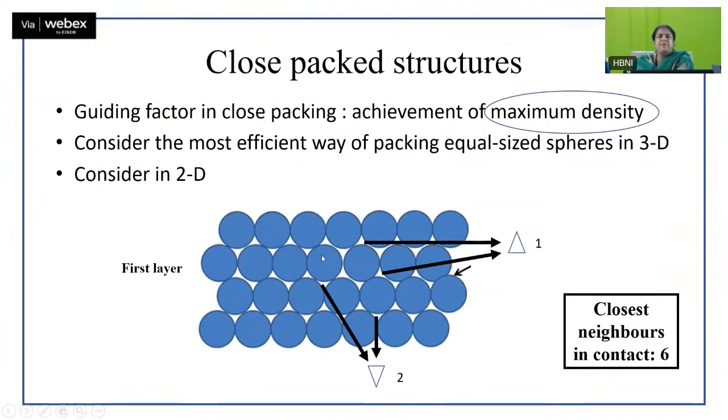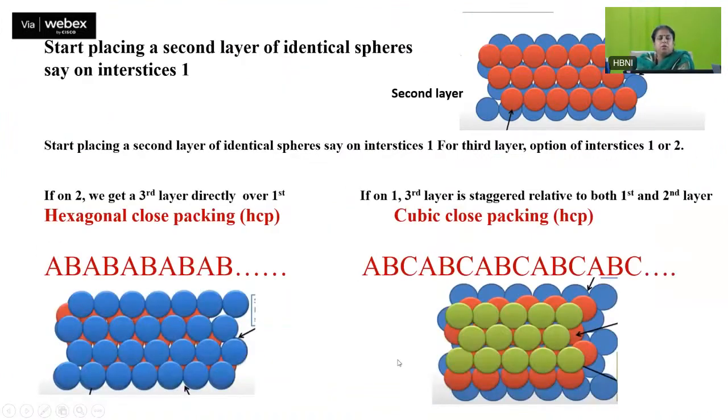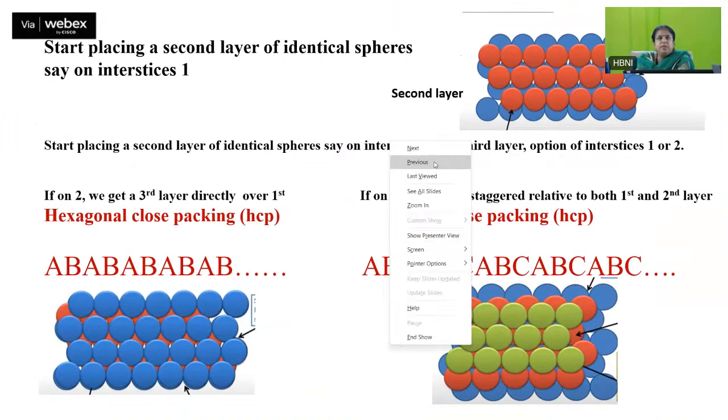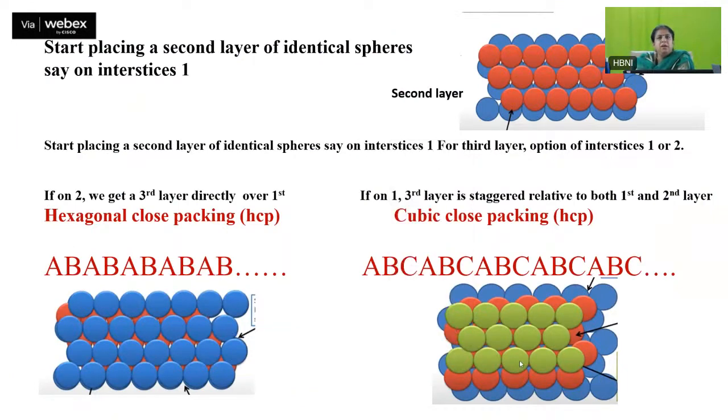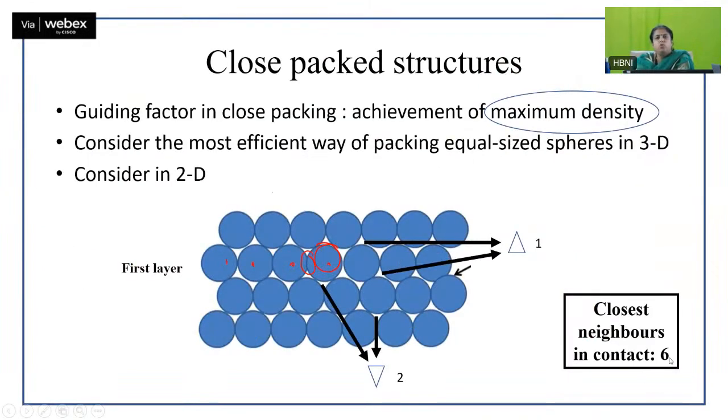Just brushing up what you have read in 11th and 12th, suppose this is the two-dimensional layer. This is the best way I can pack my structure. Okay, there's another way also. Here I'm putting these circles in between the circles in the opposite row, but that won't give me close packing. The gap would be too much. This is the best way to pack. Now in this two-dimensional close packing, the number of closest atoms possible is 6.